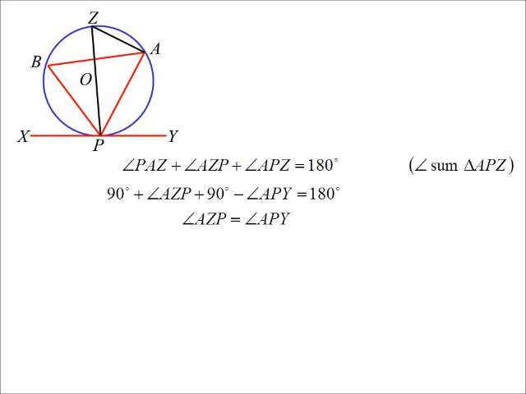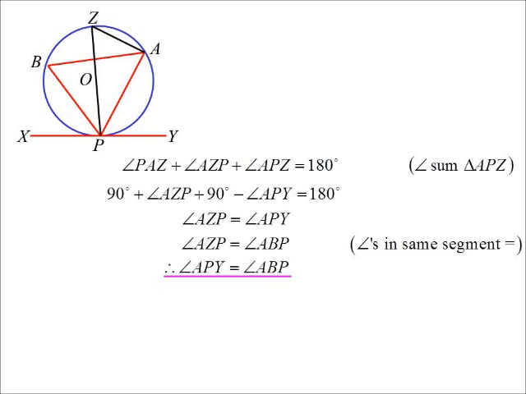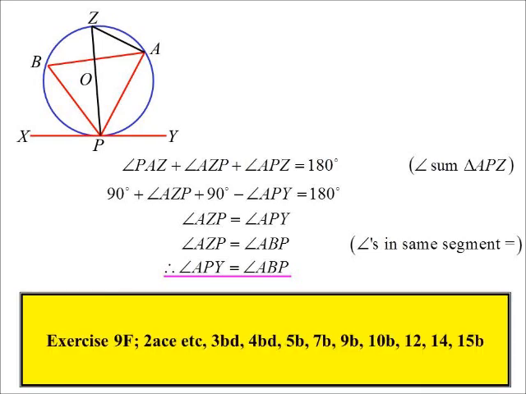That's not the one we were trying to prove. But I can also say that AZP is the same as ABP, because they are angles in the same segment. Therefore, APY is equal to ABP. That was the one I was trying to prove. So there's the proof of our alternate segment theorem. Whenever you see a tangent and then a triangle, look for that theorem. There's a good chance you're probably going to use it.